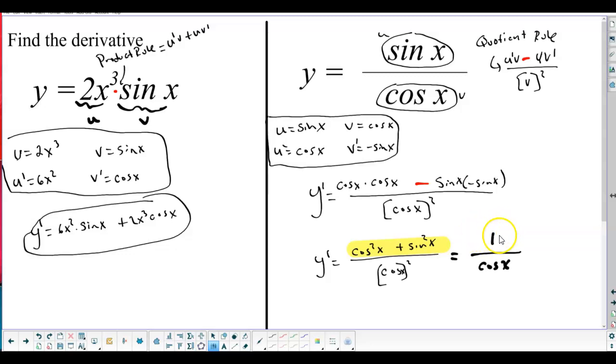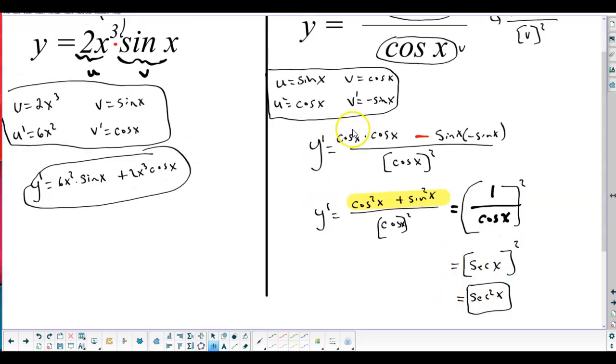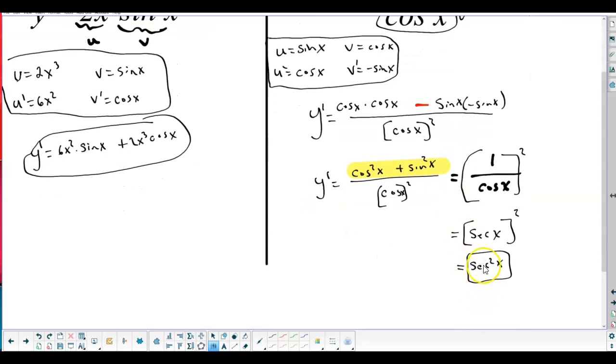So technically, I could pull this out. And what do we have? We've got 1 over cosine. Well, wait a minute, isn't that also a trig piece? 1 over cosine is the same as secant, and then that squared is going to come into play. My answer is secant squared. The derivative of sine over cosine is secant squared.